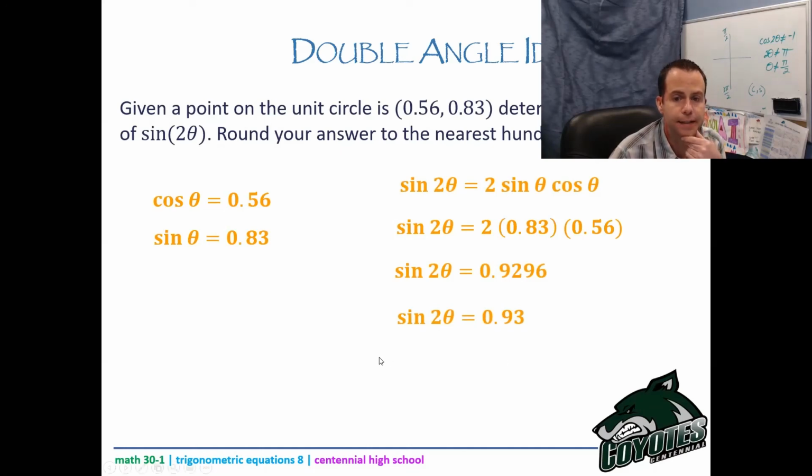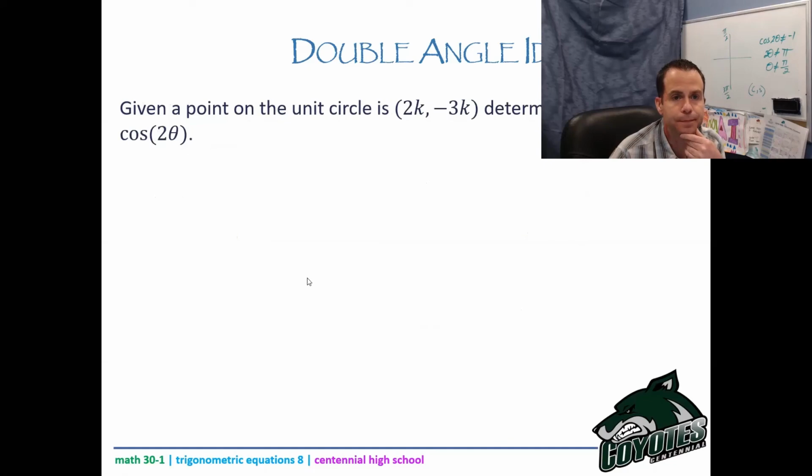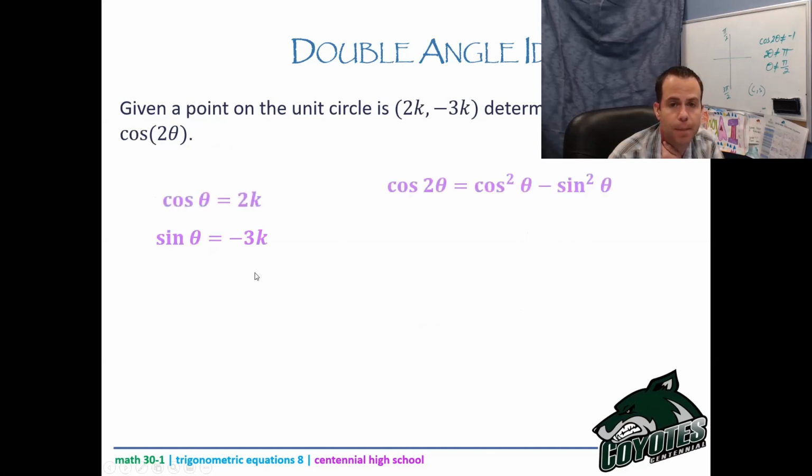The last example, again, very similar. There's just a little extra work here because in a minute we're going to have to solve for k. Given a point on the unit circle is (2k, negative 3k), determine the value of cos of 2 theta. Now, the way I decided to set this up is let's first just deal with the fact that this one represents cos of theta, this one represents sine of theta, just like I did on the previous slide.